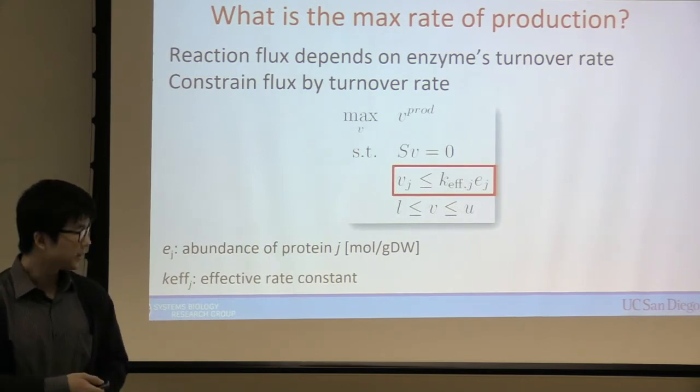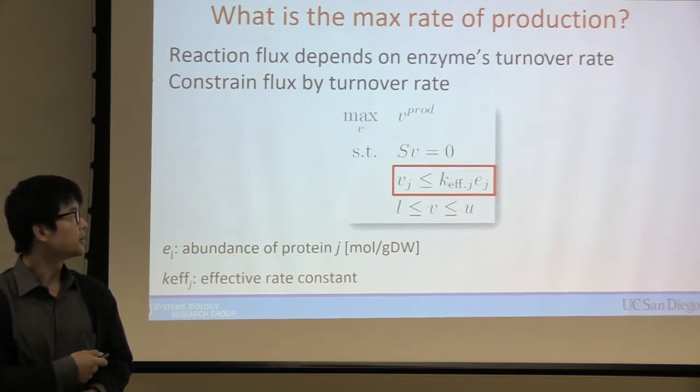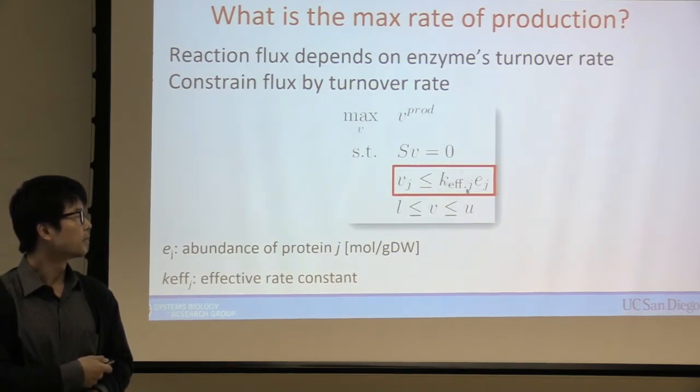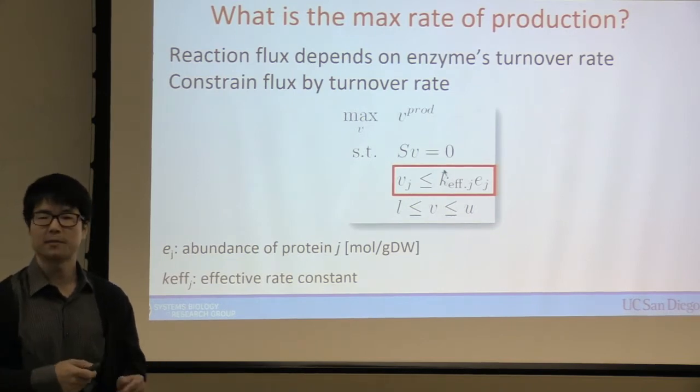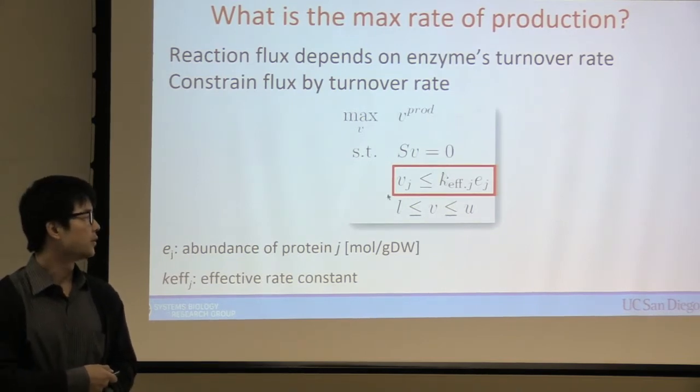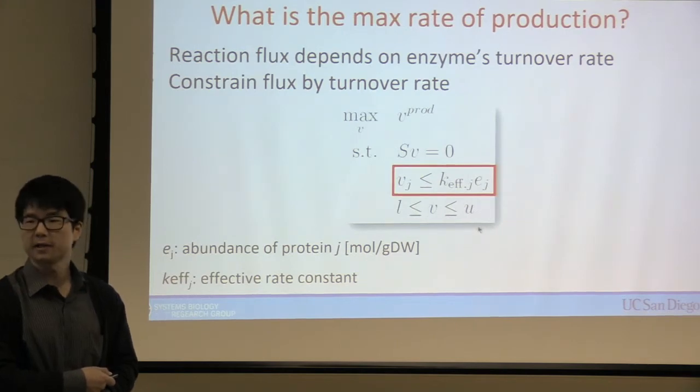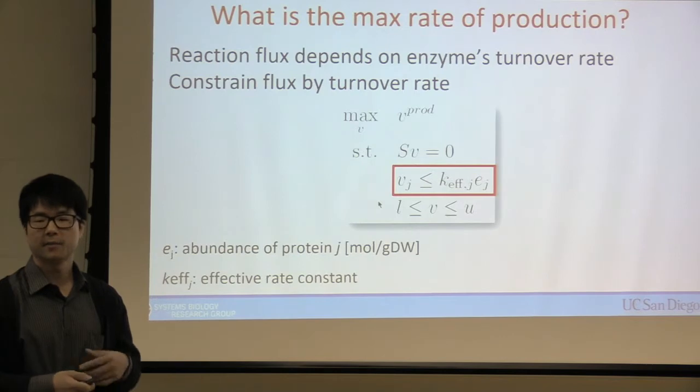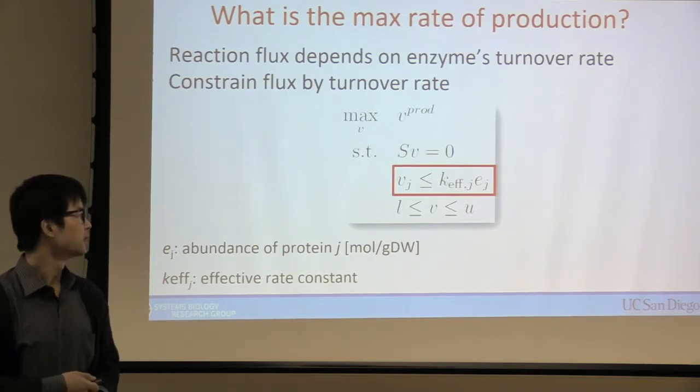And what we end up with is essentially, in addition to our base formalism of Sv = 0, the mass balance on all of the metabolites, and the bounds on each individual reaction flux, we can also impose a constraint that limits the maximum rate of each reaction by its catalytic efficiency.